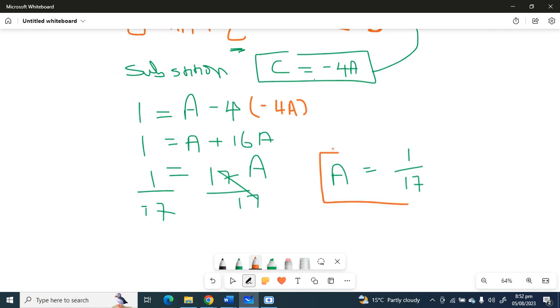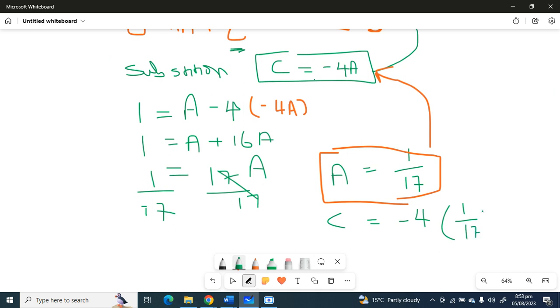So we substitute this into this adjusted equation we made, C equals negative 4a. So we're going to say C equals negative 4 multiplied by 1 over 17, which gives us negative 4 over 17.